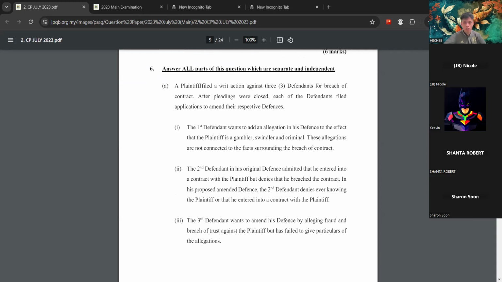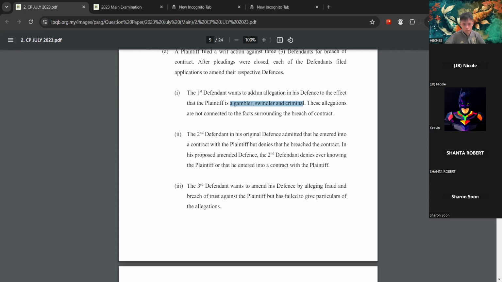Okay, 6A. Plaintiff filed a writ action against 3 defendants. After pleadings were closed, each of the defendants filed an application to amend their defenses, which means amendment of pleadings. So, the first defendant wants to add allegations into the defense that the plaintiff is a gambler, swindler, criminal. However, these allegations are not connected to the facts surrounding the breach of contract.